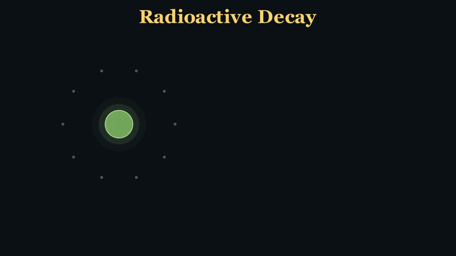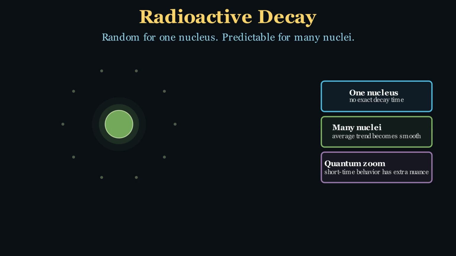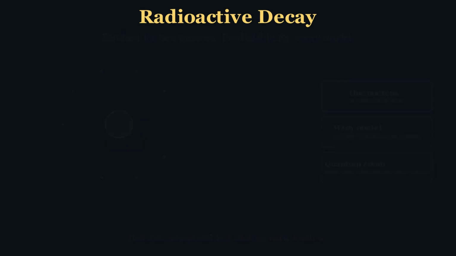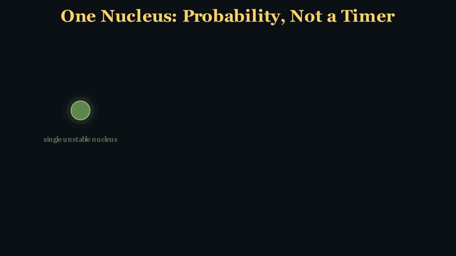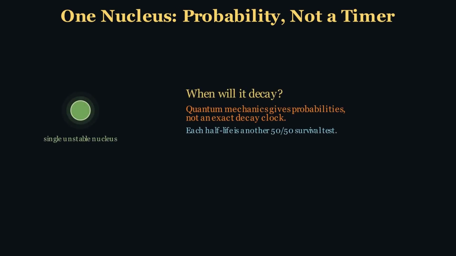Radioactive decay is one of the clearest examples of how nature can be random on a microscopic level, but still look predictable on a large scale. For a single radioactive nucleus, there is no internal countdown clock telling it exactly when to decay. Quantum mechanics does not give one exact decay time. Instead, it gives a probability.